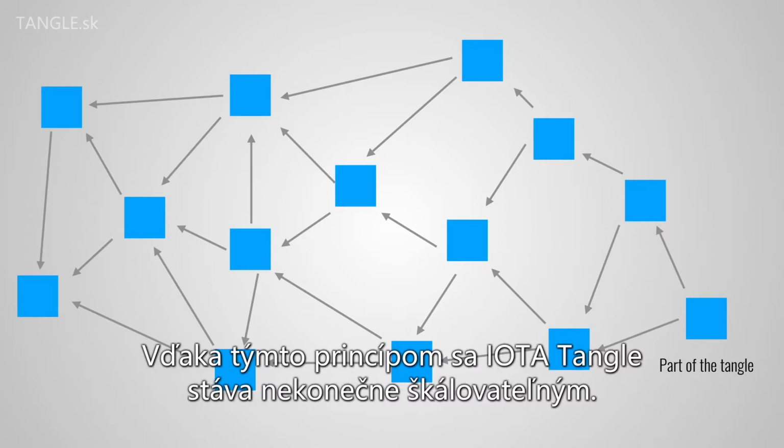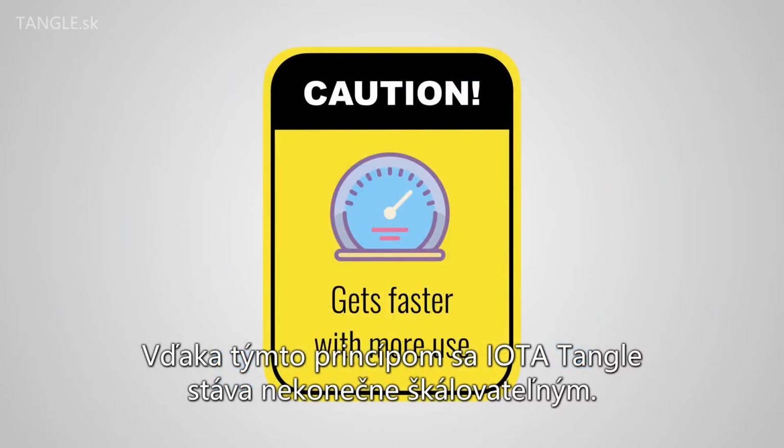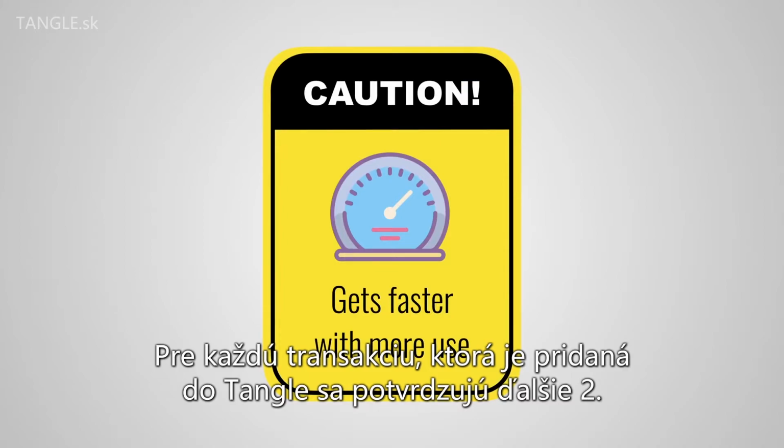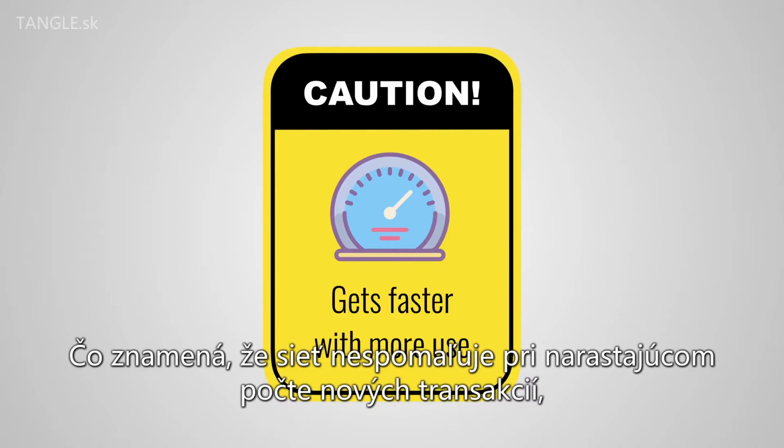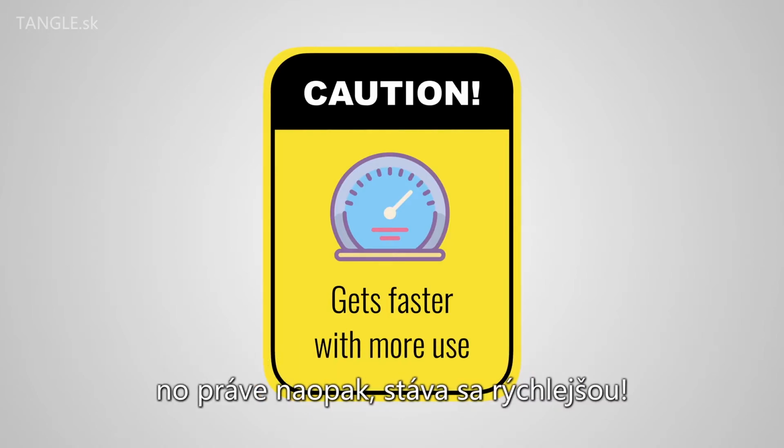This technique makes IOTA's tangle incredibly scalable. For every transaction that is added to the tangle, two others are being confirmed. This means that the network doesn't slow down when there are a lot of transactions. In fact, it actually speeds up.